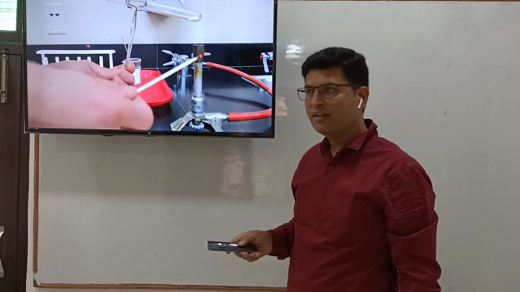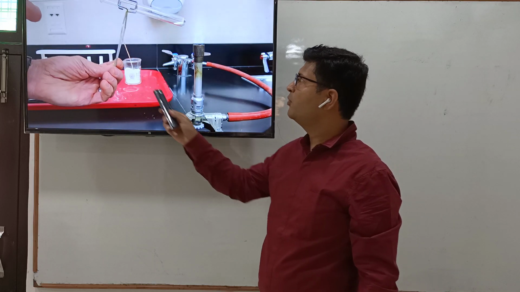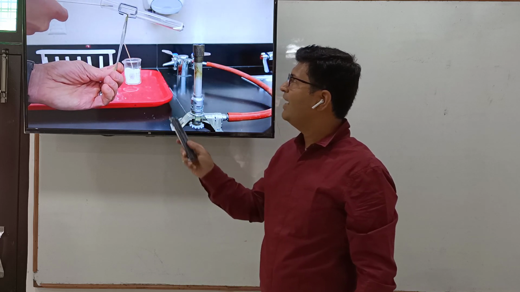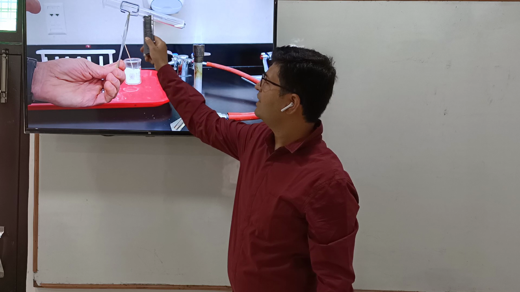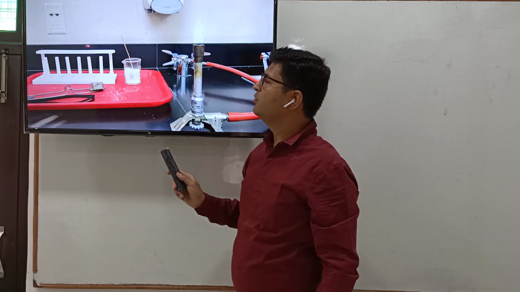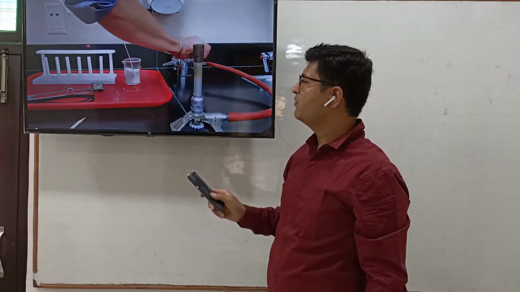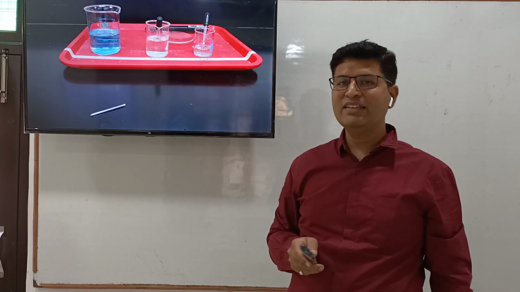How can we check it? We ignite a matchstick and put it inside. As we put it inside, we will see the water vapors are collected near the neck of the test tube. And this water vapor, which we can clearly observe, shows that it contains water of crystallization.